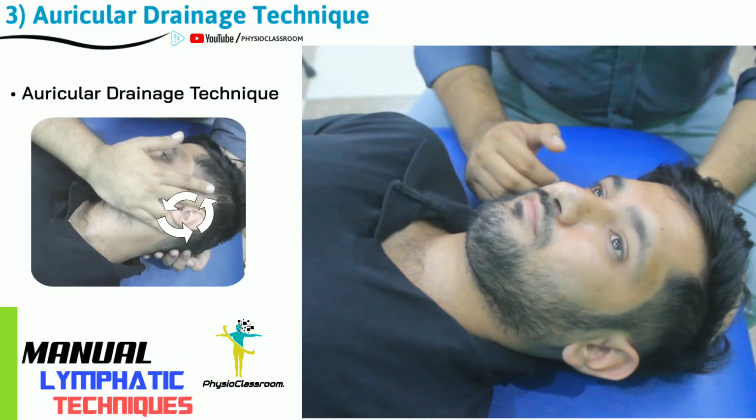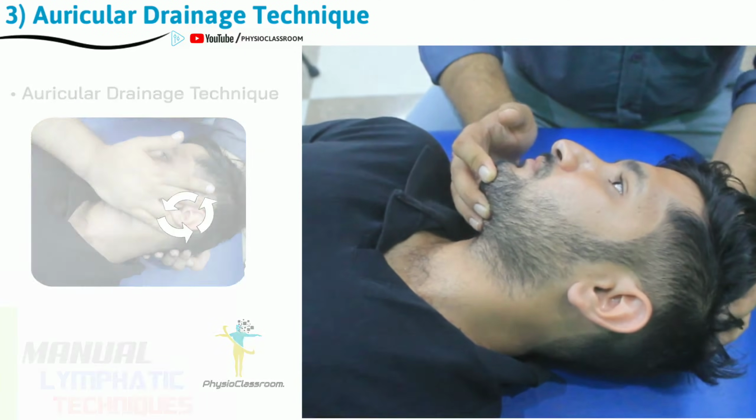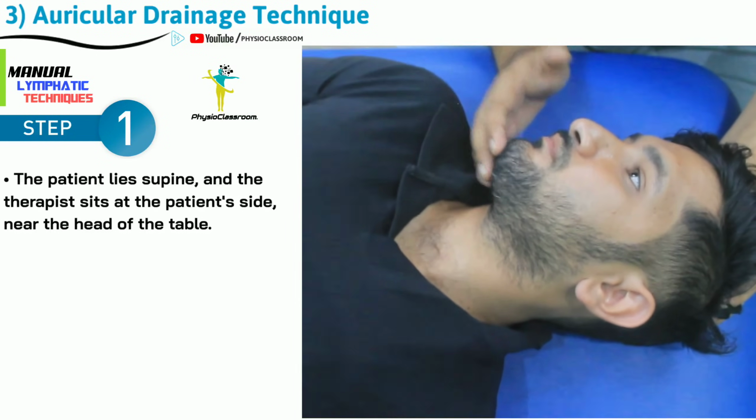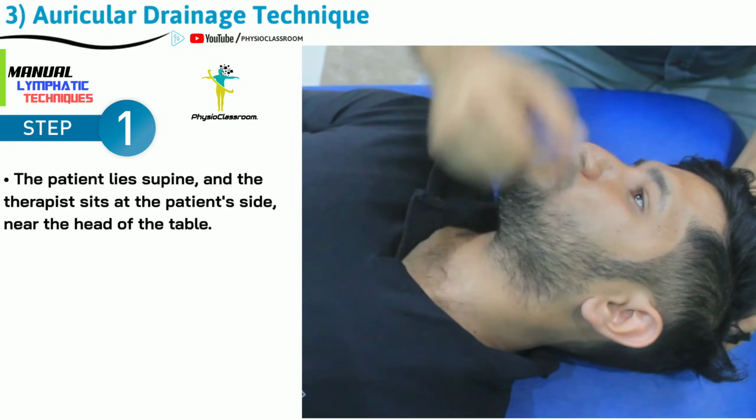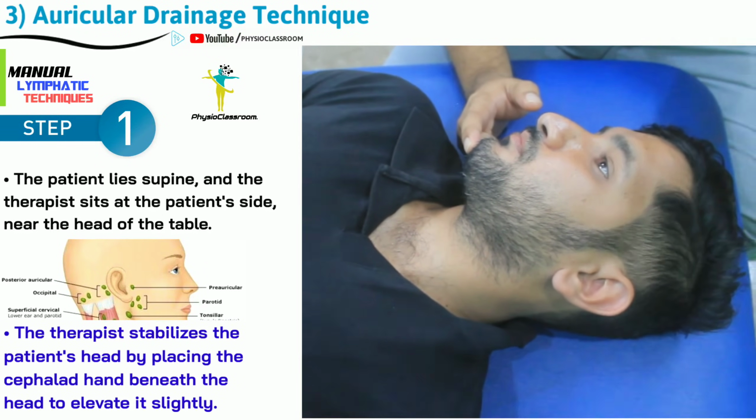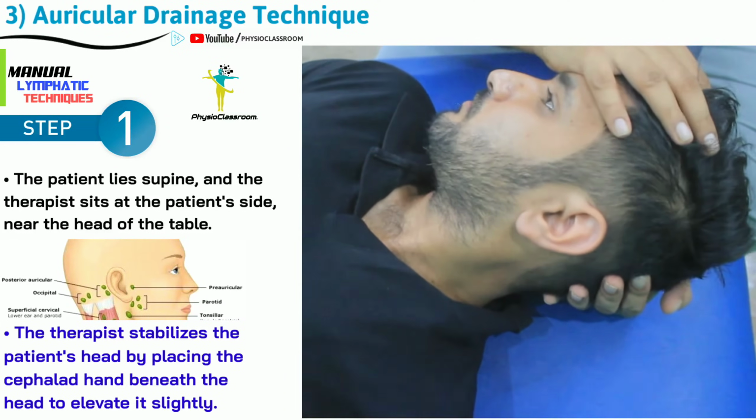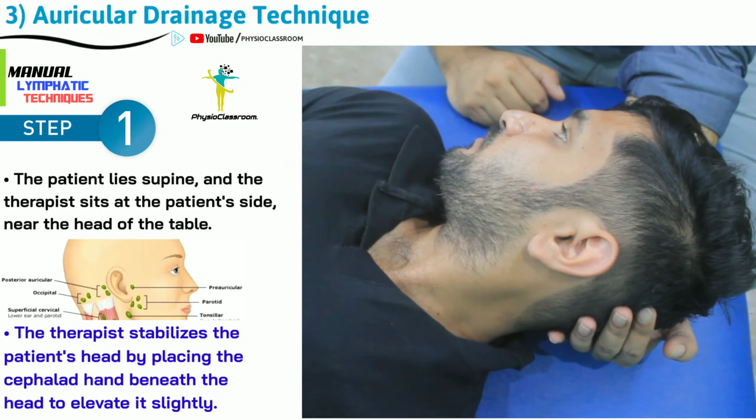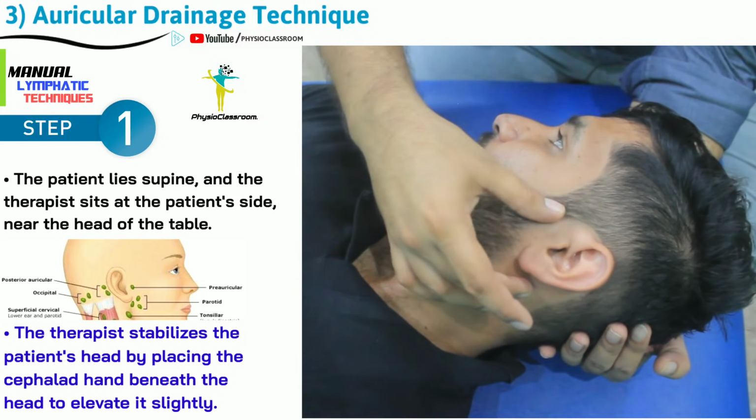Now the third and the last technique that we are going to demonstrate in this video is known as the auricular drainage technique. Again, the patient position remains the same, that is the supine lying position, and the therapist is sitting on the side opposite to that which needs to be treated. Now for this, the stabilization remains a little different: the therapist's cephalad hand wraps around the posterior part of the head and stabilizes it in this manner so as to slightly raise the head and neck region. This helps in the facilitation of the lymphatic drainage from the auricular lymphatics.